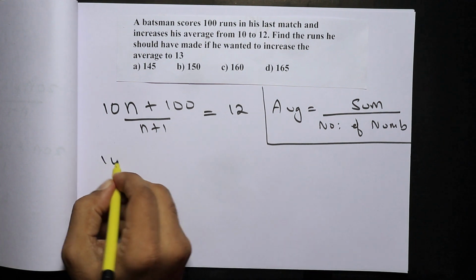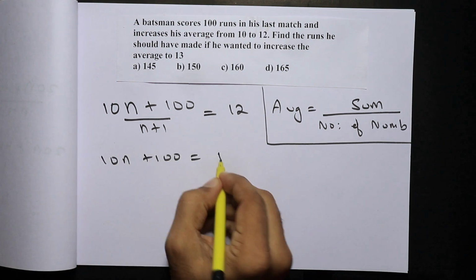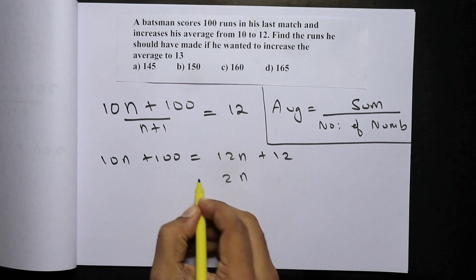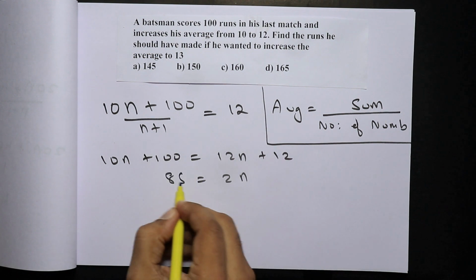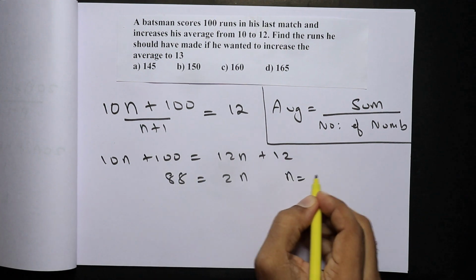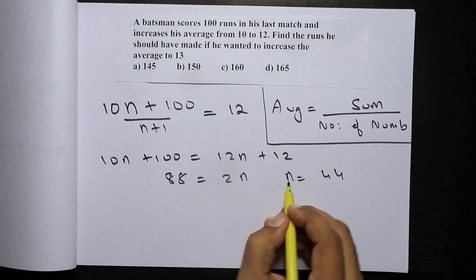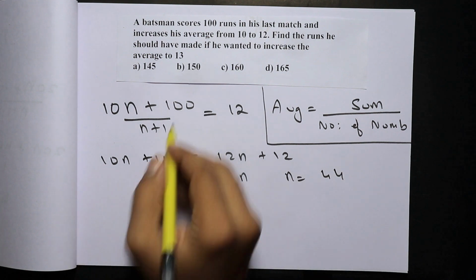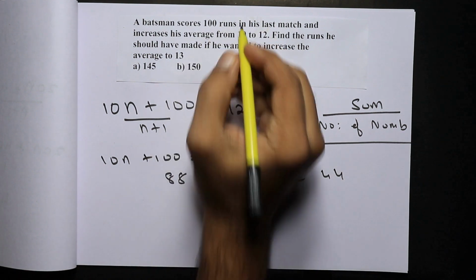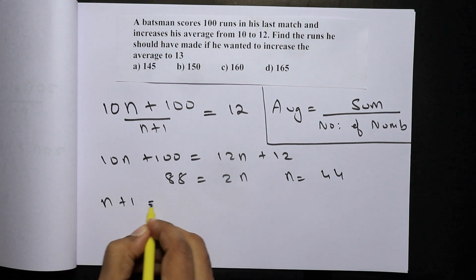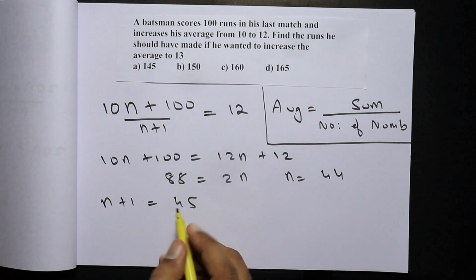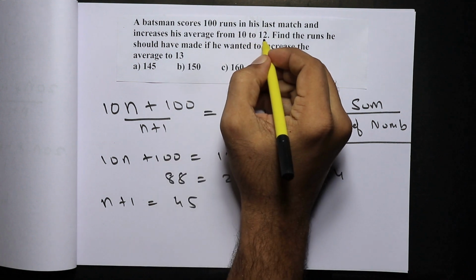So let us just solve. I'll bring 10n to this side, so you will get 2n is equal to 100 minus 12, that is 88. So 2n is 88 or n is equal to 44. So initially he has played 44 matches, and in that last match, the n plus first match, he made 100 runs. So total number of matches that he has played is n plus 1, that is 45.